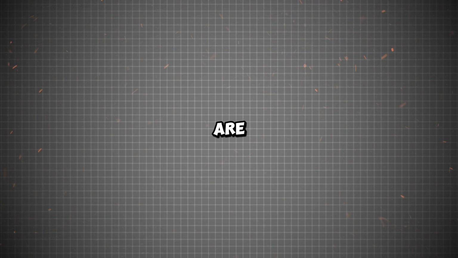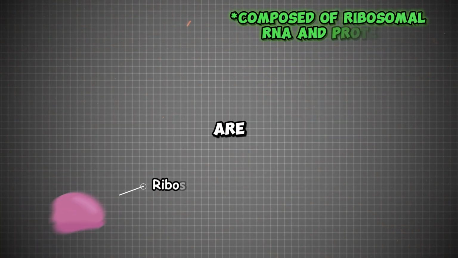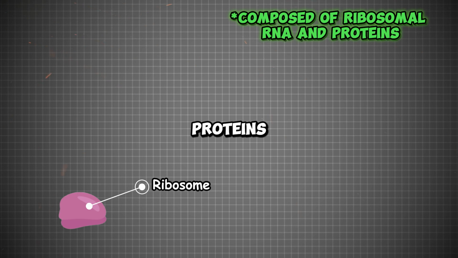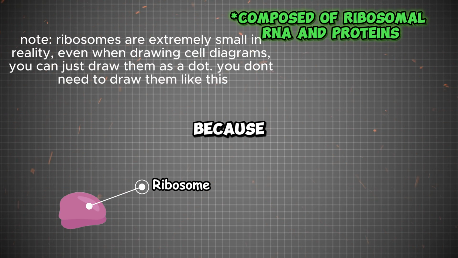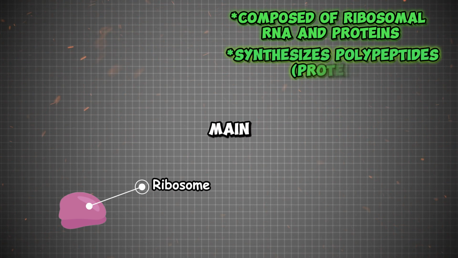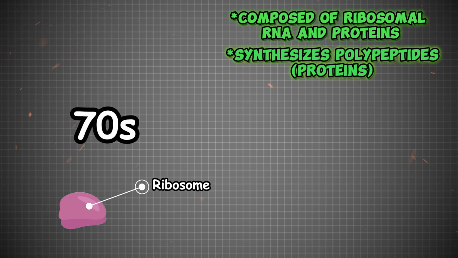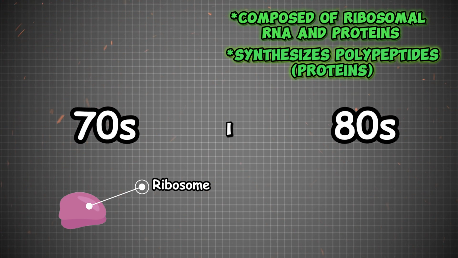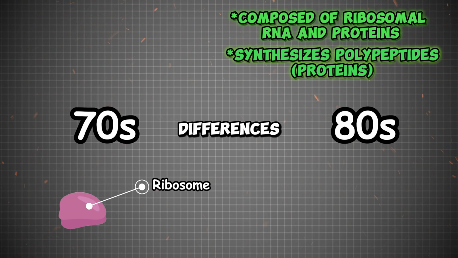But what are ribosomes? They are complexes of ribosomal RNA and proteins. I'm not going to explain to you what ribosomal RNA is right now because that isn't really important to the topic at hand. Their main function is to synthesize polypeptides, which eventually form proteins. There are two types of ribosomes, 70S and 80S. I won't go into details about their differences, just know that they are composed a bit differently, and 80S are bigger than 70S ribosomes.